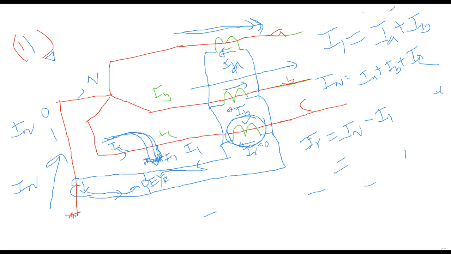The difference: IA cancels out, IB cancels out, but IC is still there. So IC is greater than 0, which means this relay will operate. This relay was supposed to operate as the ground fault is within this range. So the relay should operate, and it is operating.